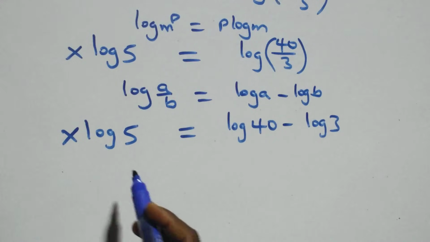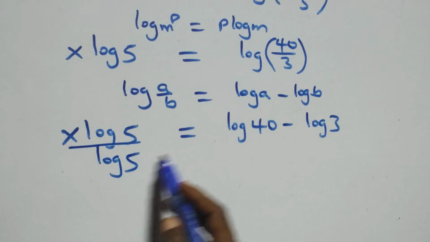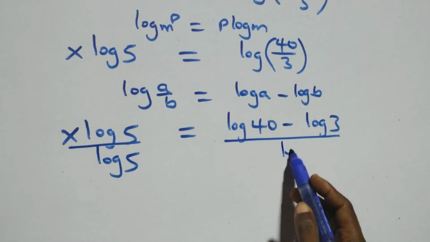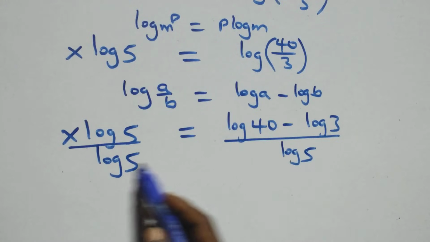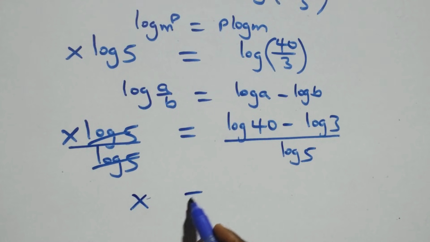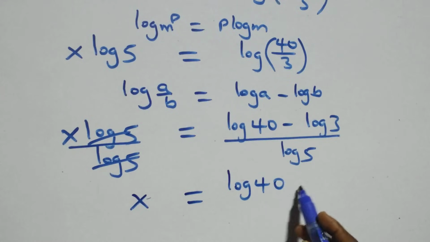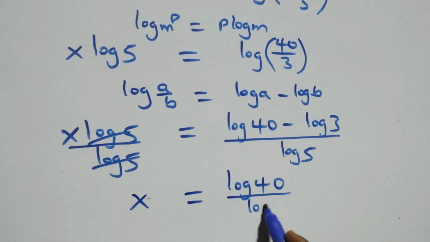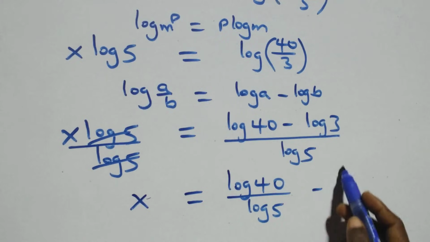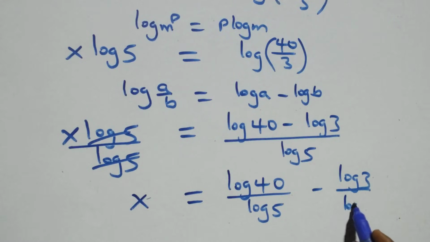Then here we divide both sides by log 5. That is, divide this side by log 5. Also divide this side by log 5. This implies here log 5 cancels on this side. And we have x equals to log 40 over log 5 minus log 3 over log 5.